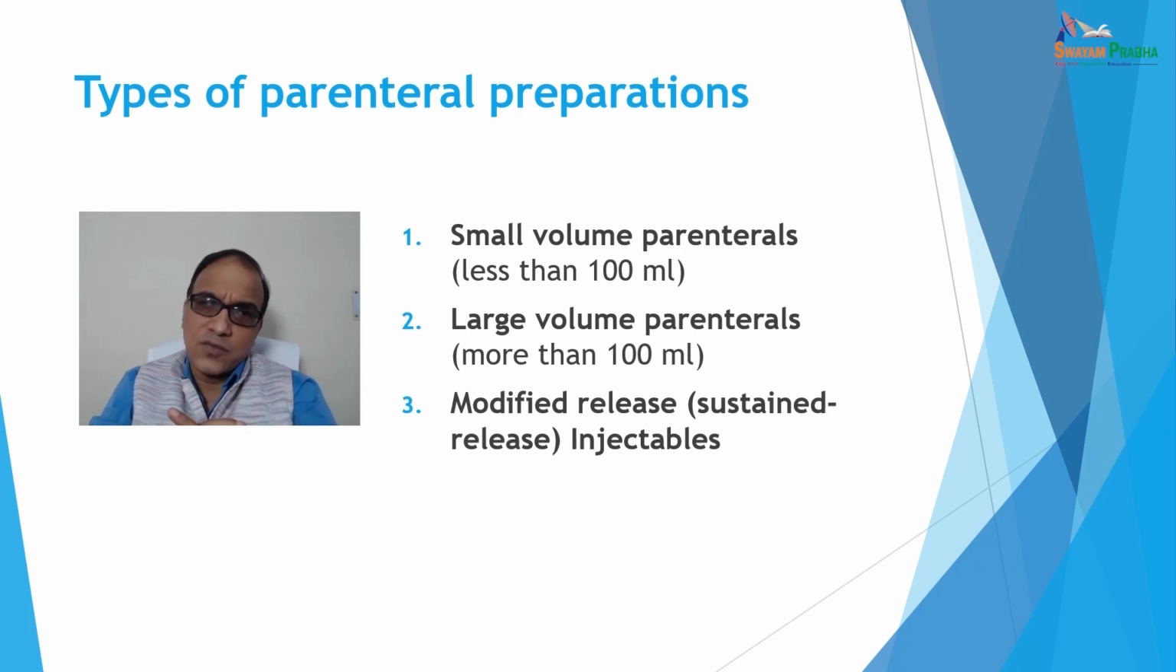Now let us discuss the types of parenteral preparations. As we have discussed a little bit earlier, there are three major categories: small volume parenterals, large volume parenterals and modified release parenterals or injectables. In small volume parenterals, the volume of injectables is less than 100 ml, remember this. In large volume parenterals, it is more than 100 ml. In case of modified release injectables, or sustained release or controlled release, these injectables are generally delivered by routes other than IV.